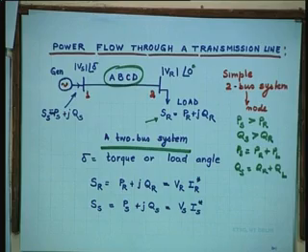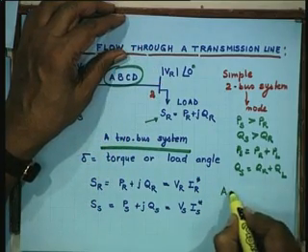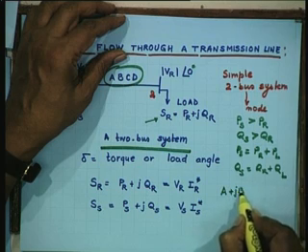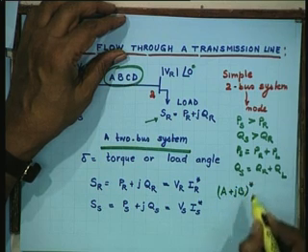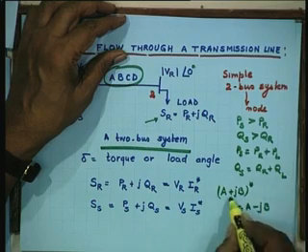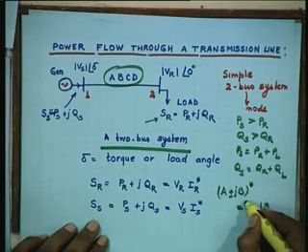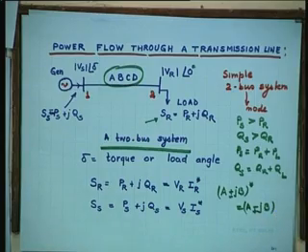Any complex variable will have a conjugate. Suppose the complex variable is A plus JB, and if you take a conjugate of this, it will be A minus JB, but if you have minus here, it will become plus here. This you must have studied in your mathematics courses.